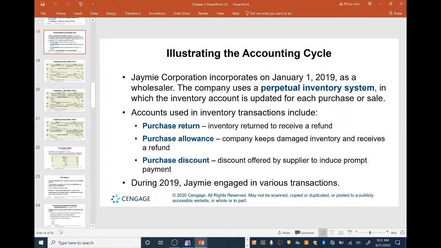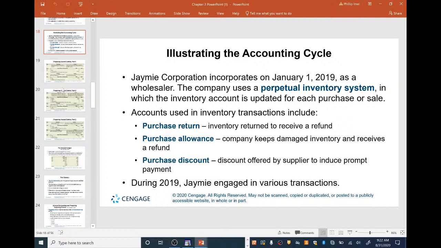Okay. The company uses a perpetual inventory system. A perpetual inventory system is one in which the inventory account is going to be updated for each purchase or sale. So it's perpetually, okay? So within accounting, we either have a perpetual inventory system or a periodic inventory system, okay? Perpetual meaning it's updated in real time.